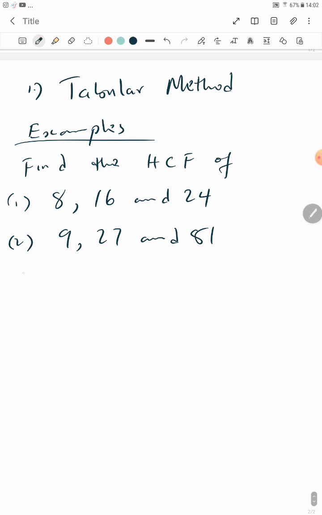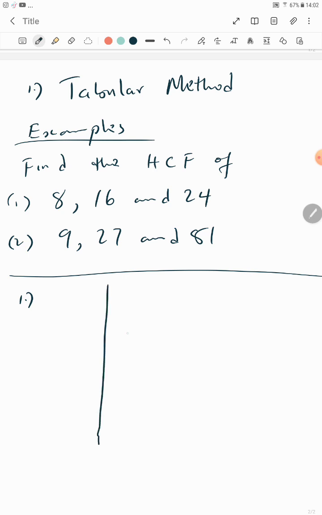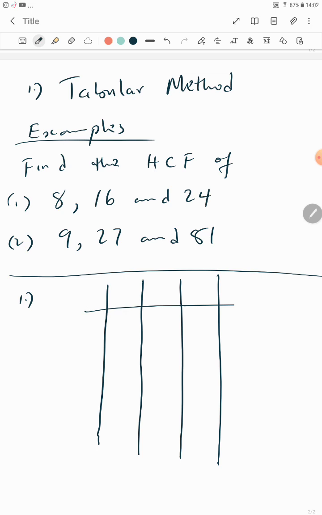So the first one, the tabular method. We have our table, and then we have 8, 16, and 24. The same approach: what is the first prime number we can use to divide them? That is 2. That will give me 4, 8, 12. What's the next one? Still 2, which gives 2, 4, 6. Next one is still 2, which will be 1, 2, and 3.